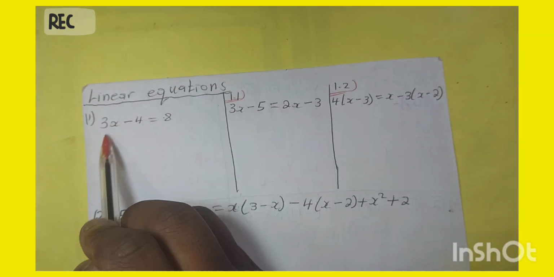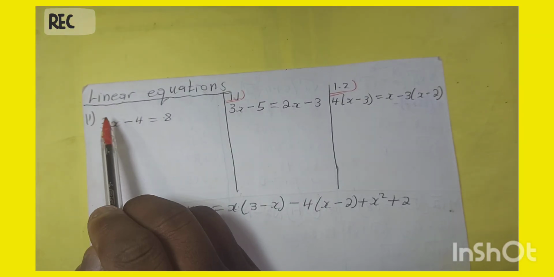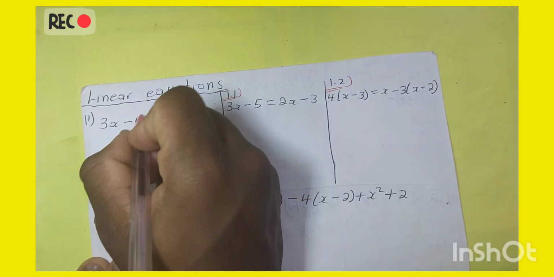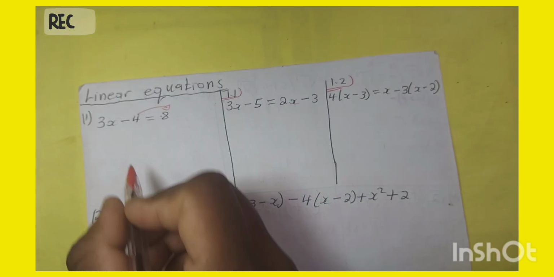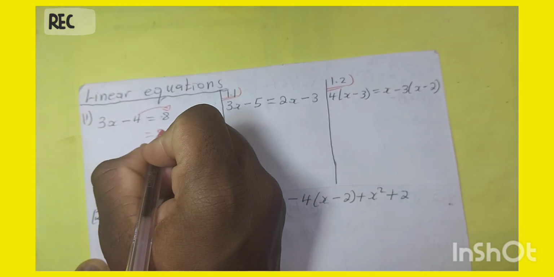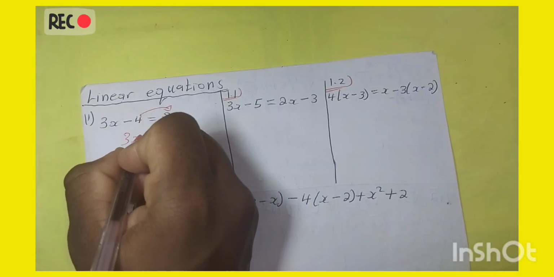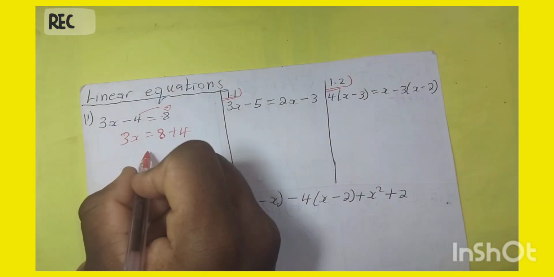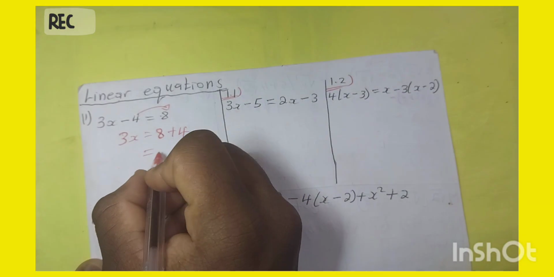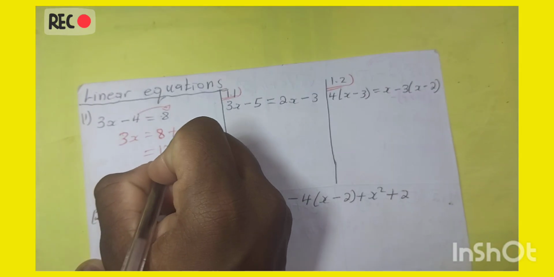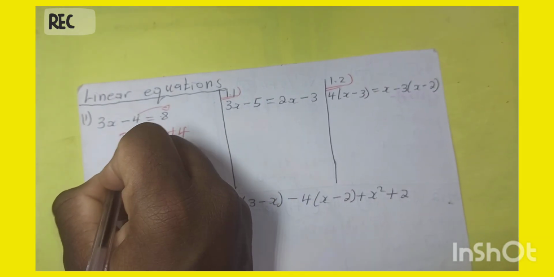For you to solve this question, you make x alone. Let's make that x alone by taking this number to the other side. When it goes to the other side, it will become positive 4. And here I will only be left with 3x. And this thing there, if I press it on my calculator, it will give me 12.